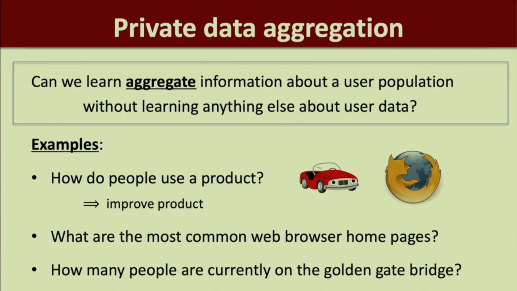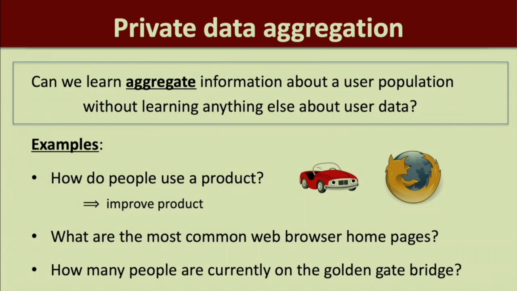So I should give a few more examples. Maybe a browser is also interested in questions like, what are the most common websites that people visit these days? Or what are the most common websites that people set their home pages to? The goal is to learn the most common websites, but learn nothing else about the user population. And even simple questions like, how many people are currently on the Golden Gate Bridge? We all know individually if we're on the Golden Gate Bridge, but we'd like to collect this aggregate information without learning who is on the Golden Gate Bridge. We want to know how many people, but not who.